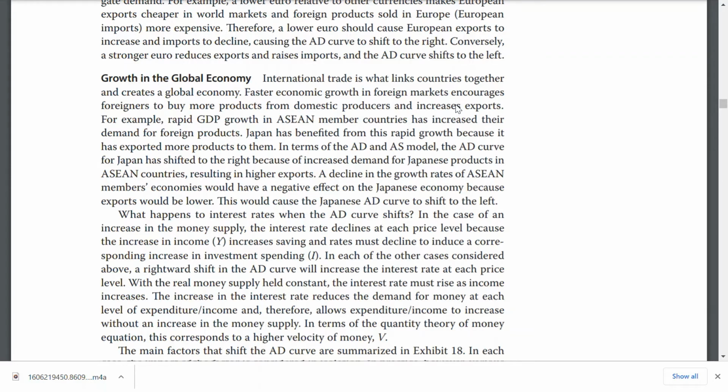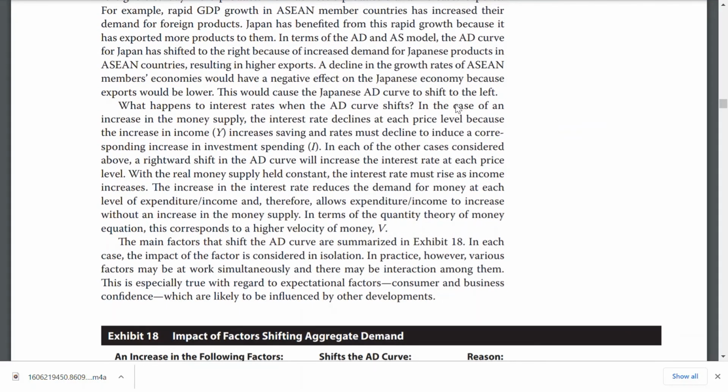What happens to interest rates when the AD curve shifts? In the case of an increase in money supply, the interest rate declines at each price level because the increase in income Y increases saving rates and declines to induce a corresponding increase in investment spending, or I.